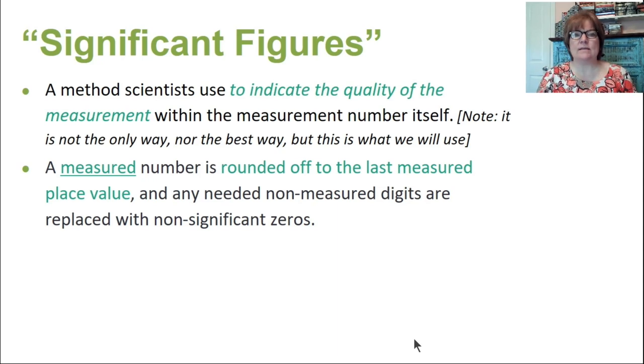It's not the only way, but honestly, as much as you will probably tell me you don't like significant figures, doing true error analysis and the statistical details is actually harder. So the idea is that a measured number is rounded off to the last measured place value. Remember, that uncertain digit is still a measurement, so that's the last measured place value. We're going to round it off there. If there are any non-measured digits after that, we're going to replace them with non-significant zeros. Okay, what does that all mean?